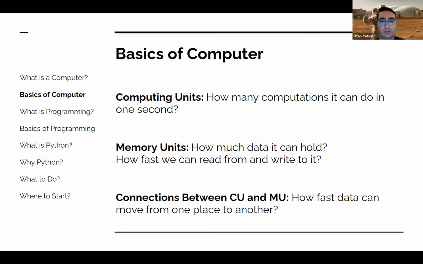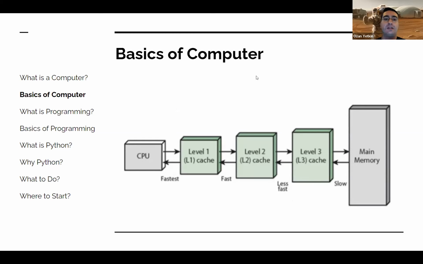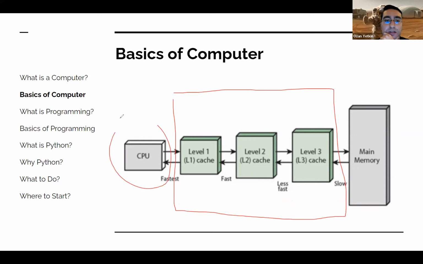And the connection between the CU and MU, where CU is the computing unit and MU is the memory unit, is about how fast data can move from one place to another. So it's about transferring data from one place to the other. And the basic part of programming starts here. As I told you, the most interesting part is the connection between the computing unit and the memory unit. So this is the memory unit and this is the computing unit.